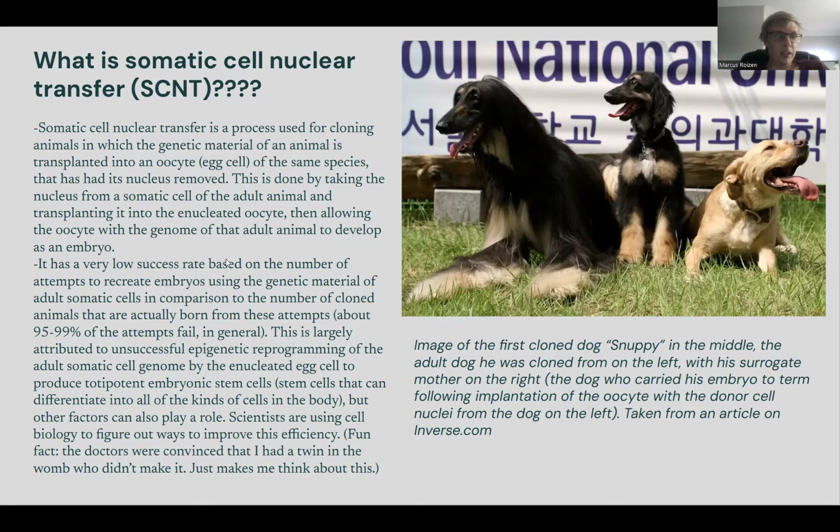It has a very low success rate based on the number of attempts to recreate embryos using the genetic material of adult somatic cells in comparison to the number of clone animals that are actually born from these attempts. About 95 to 99% of these attempts fail in general. This is largely attributed to unsuccessful epigenetic reprogramming of the adult somatic cell genome by the enucleated egg cell to produce totipotent embryonic stem cells. Stem cells that can differentiate into all of the kinds of cells in the body, including embryonic cells. Other factors can play a role as well.